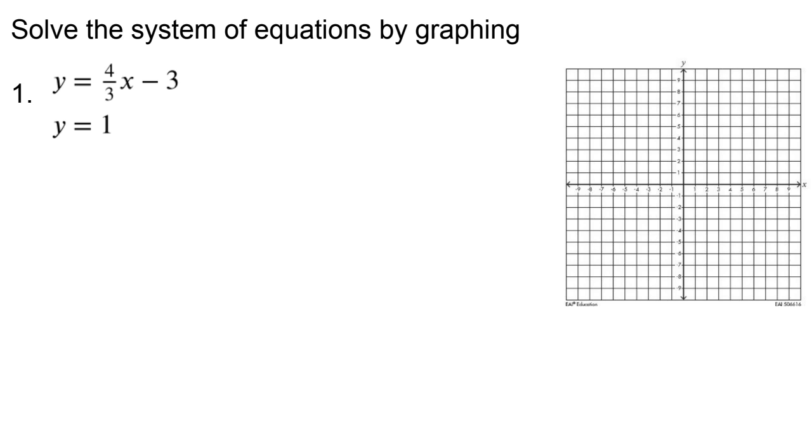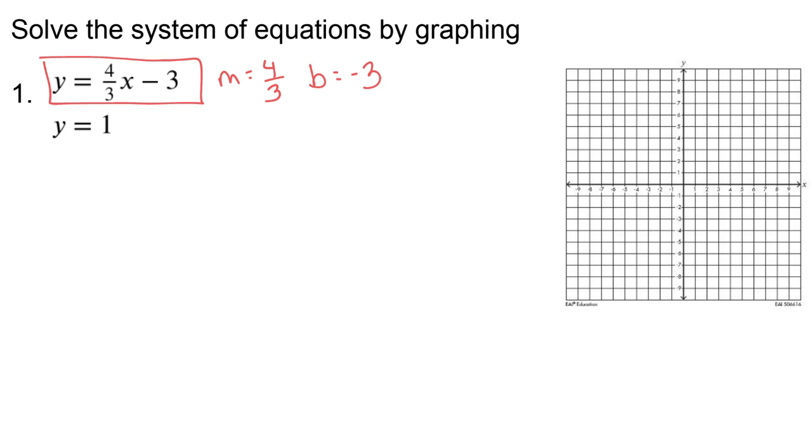Let's take a look at example 1. We have this equation, y equals 4/3 x minus 3. And from there, we know that the slope of that line is 4/3, and that the y-intercept is -3. We can use that information to graph the line on the graph.